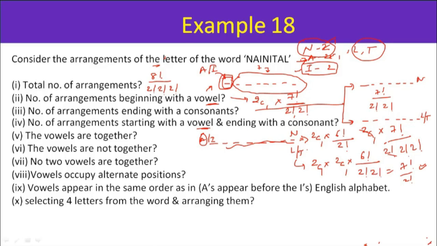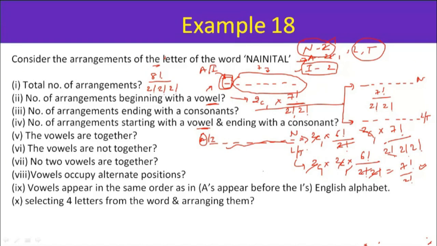Answer to this is 2 into 6 factorial. Do the simple maths. This 2 gets cancelled. This 2 got cancelled. 6 factorial plus 6 factorial. It is 2 into 6 factorial, which is 720 into 2. So 1440 is the answer. Clear? 1, 2, 3, 4. Perfect. With that, let's move to fifth part.